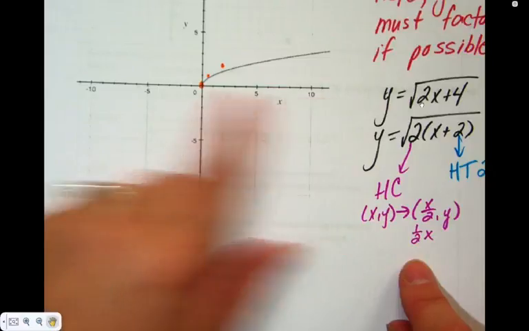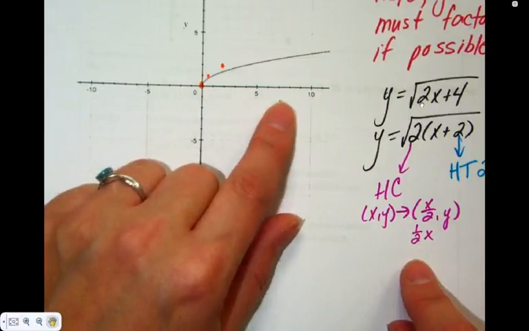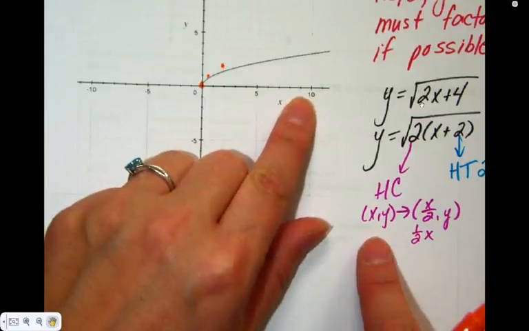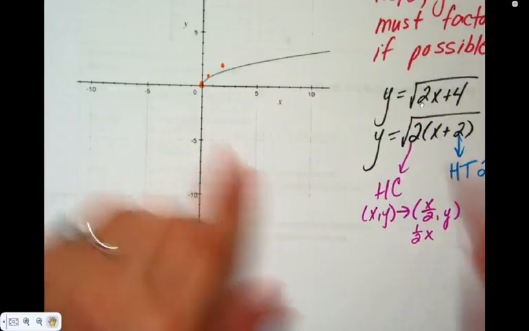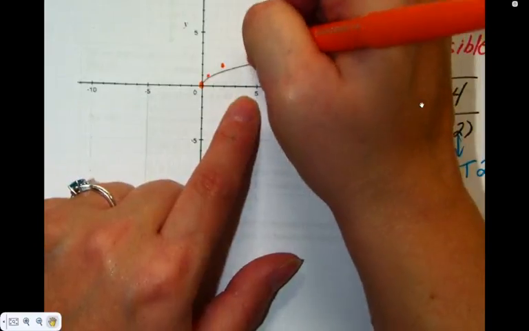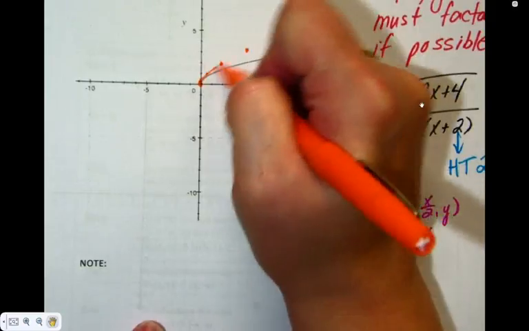What's the next point I'm going to use? So after 4, we're going to go to 9. 9, 3 goes to 9 divided by 2, which is 4.5, 3. If your brain is like, what the heck just happened, then write them out, because it probably means you're visual and you just need to see it. Join them in a little swoop.